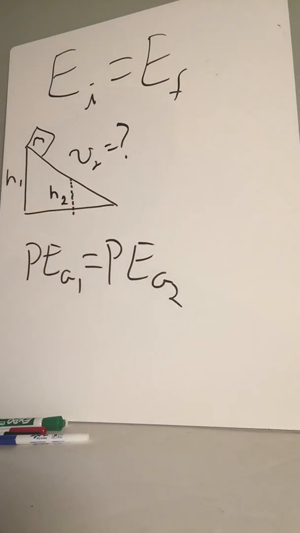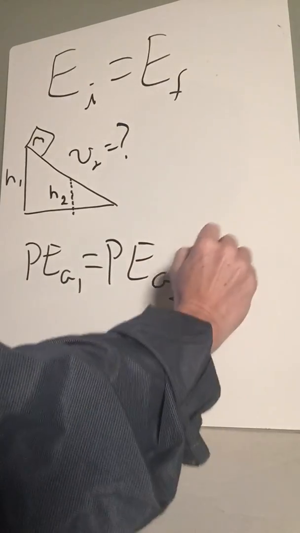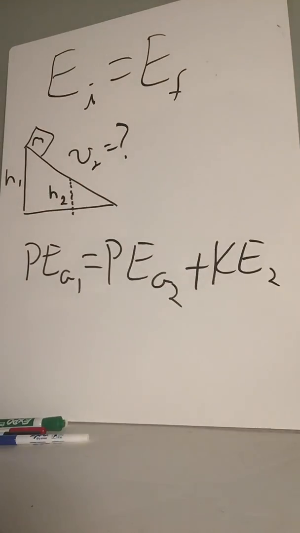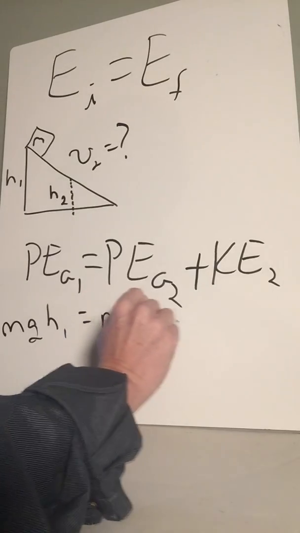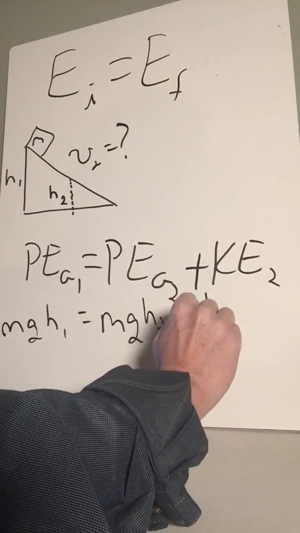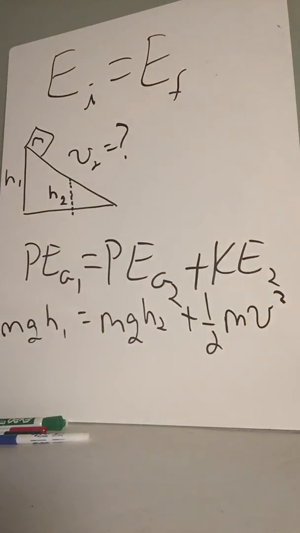But we also are moving. So we have kinetic energy involved. From here, we would sub in mass, gravity, height 1, mass, gravity, height 2, 1/2 mass, velocity squared. But this is the approach we take for conservation of energy. I'll do another example set up in just a moment.